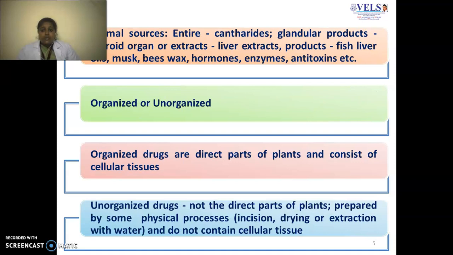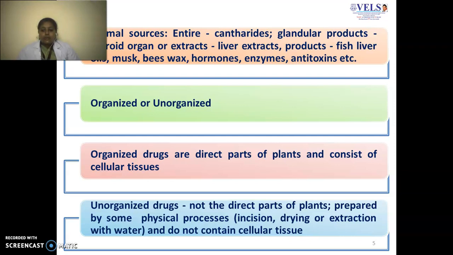The animal sources include an entire animal part as seen in cantharides, or it can be a glandular product like the thyroid organ, or it can be an extract such as liver extract taken from animal tissue, or it can be a product like fish liver oil, musk, beeswax, hormones, enzymes and antitoxins, etc.